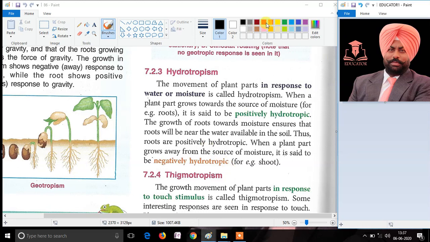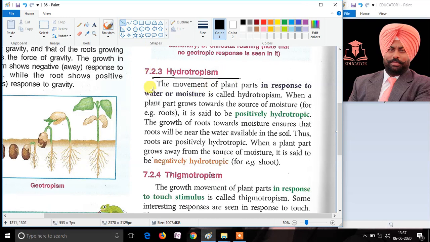Hydrotropism means the movement of plants in response to water or moisture. The movement of plant parts in response to water or moisture is called hydrotropism. And you certainly know that roots are the organs of the plants which move towards the source of water. Hence we can say that the roots are positively hydrotropic.